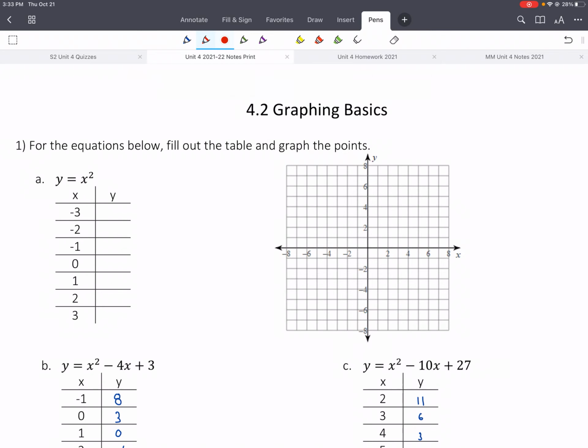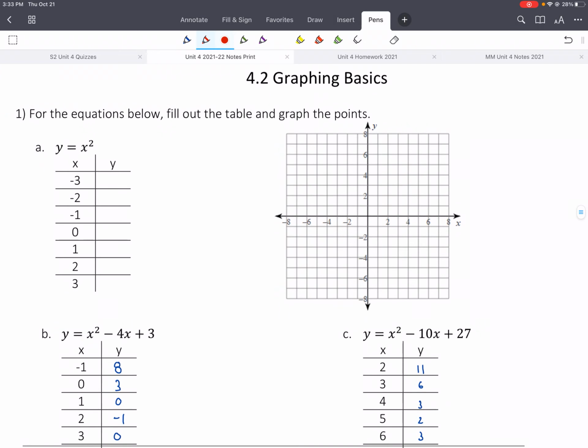All right, everybody, this is 4.2, Graphing Basics. In our last lesson we talked about finding key features from a graph. If we had a graph, we could find the x-intercept, the y-intercept, and lots of other stuff. Today we're actually going to get into graphing from an equation.